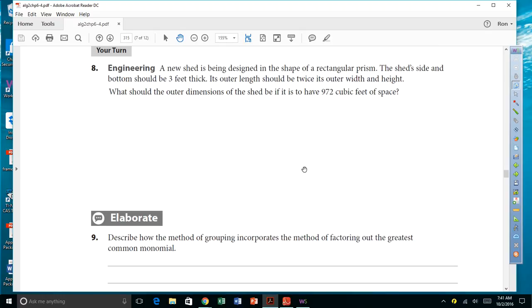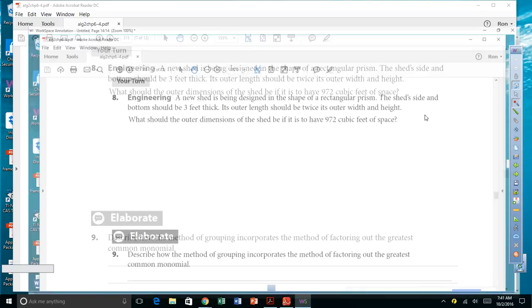Engineering. A new shed is being designed in the shape of a rectangular prism. The shed's side and bottom should be 3 feet thick. The outer length should be twice its outer width and height. What should the outer dimensions of the shed be if it is to have 972 cubic feet of space?